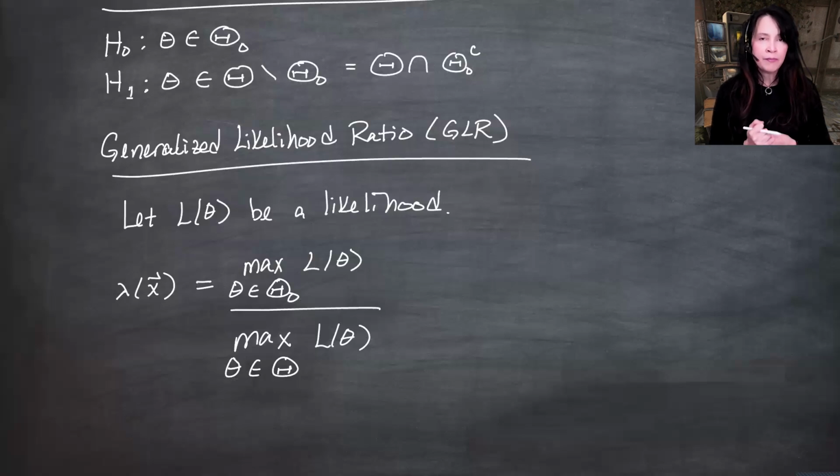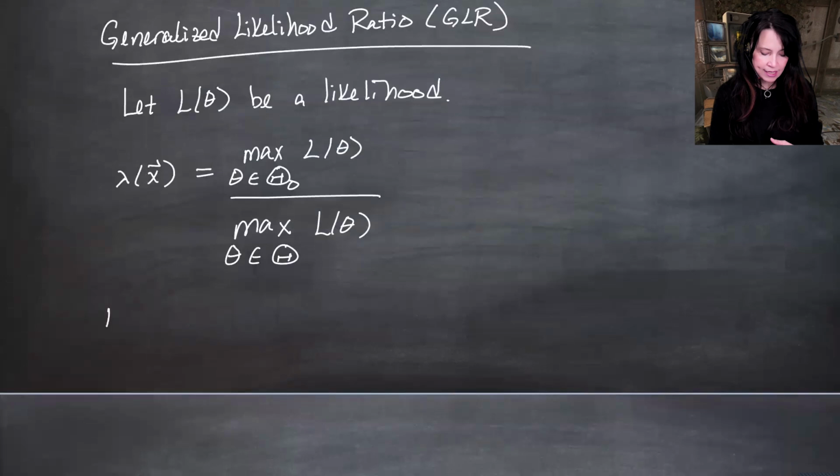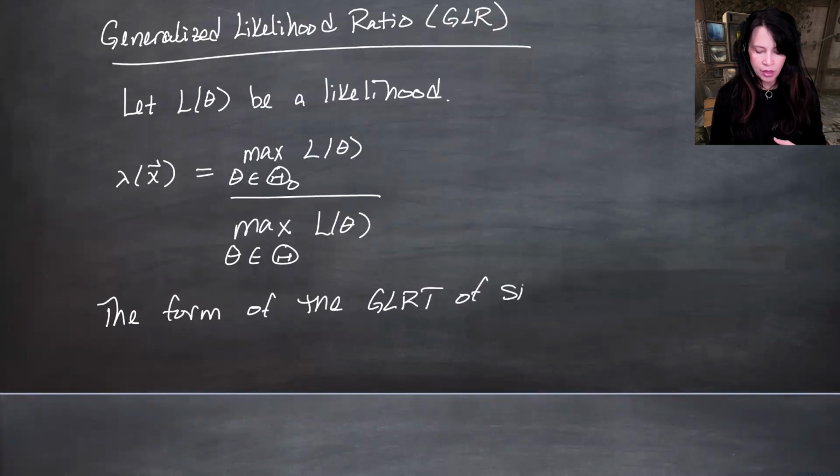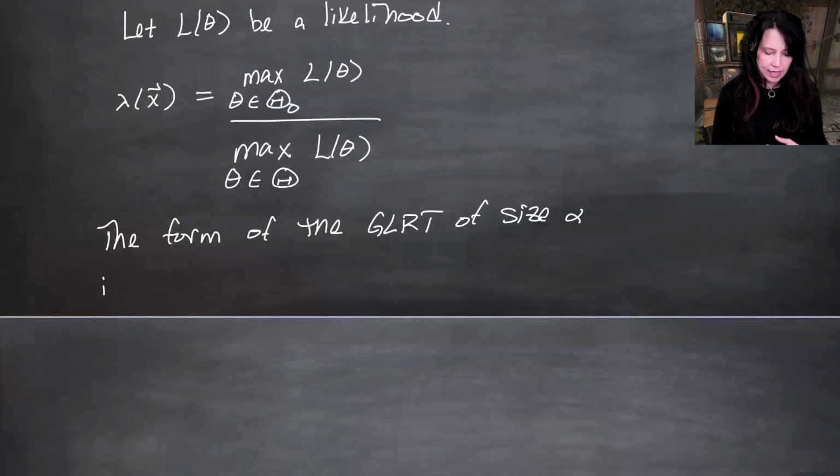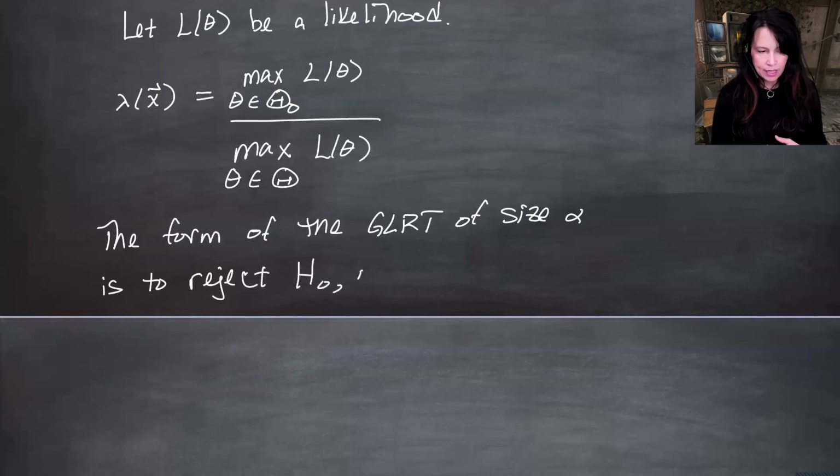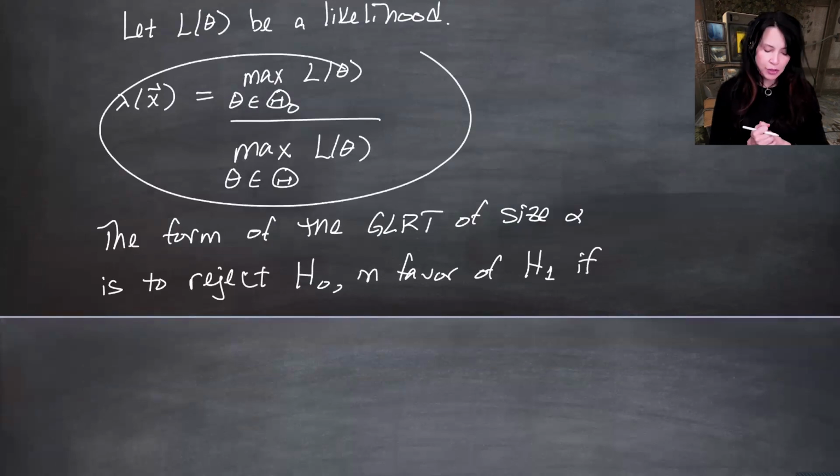So if that's relatively small compared to the maximum over everything, then you would think that maybe the null hypothesis is not true and you would reject the null hypothesis. This is what gives us the form of the test. The form of the GLRT of size or level of significance alpha is to reject a null hypothesis in favor of the alternative if this thing gets small. Now I'm going to put the capital letters into the GLR.